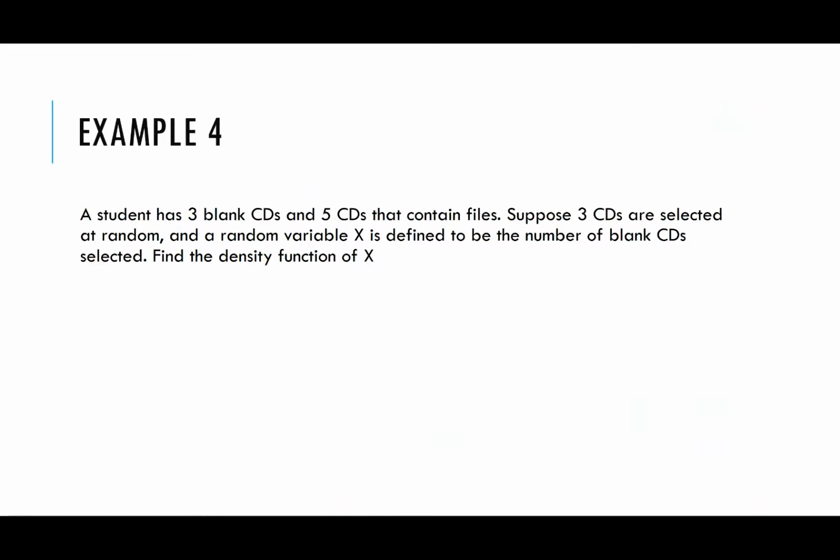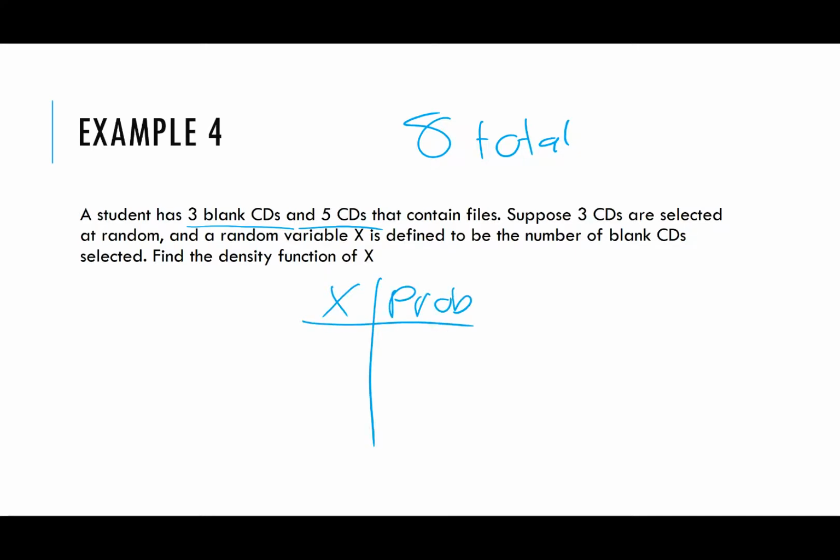So a student has 3 blank CDs and 5 CDs that contain files. So keep in mind, 3 blank and 5 with files, that's a total of 8 CDs. Suppose 3 CDs are selected at random and a random variable x is defined by the number of blank CDs selected. Find the density function of x. So remember, x will be our different types of outcomes, and then we'll associate the probability of that. That will make our density function, our table.